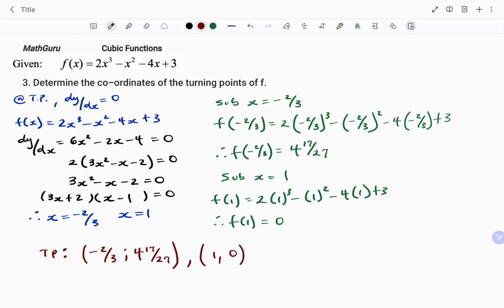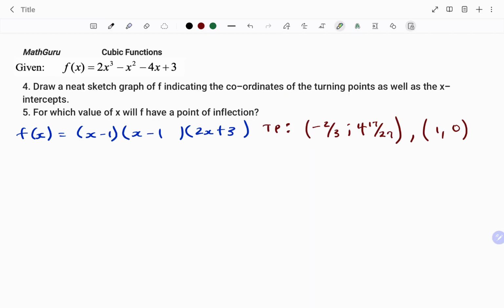The next question says, draw a neat sketch graph of f indicating the coordinates of the turning point as well as the x-intercept. We've found the coordinates of the turning point from the last part of the question. The next step is to find the x-intercept. For our x-intercept, the value of y equals 0. Because we've completely factorized, all I need to do is equate x minus 1, which I have twice, to 0, and 2x plus 3 to 0.